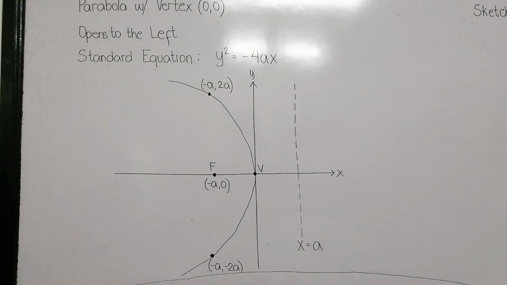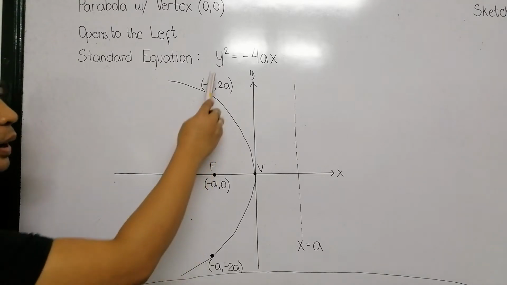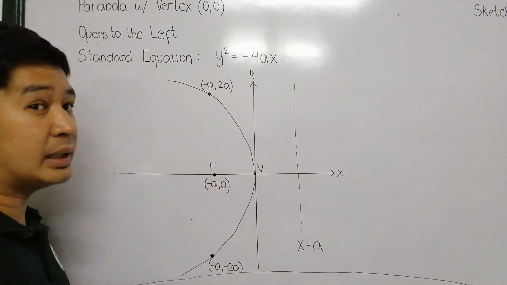So welcome back. This time, we're going to discuss the parabola with vertex at 0, 0 or point of origin that opens to the left. And this time, the standard equation of our parabola would be y squared equals negative 4ax. Okay? So, kanina, for our parabola that opens to the right, the standard equation is y squared equals 4ax.